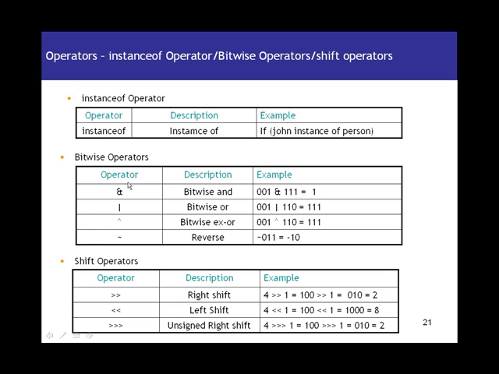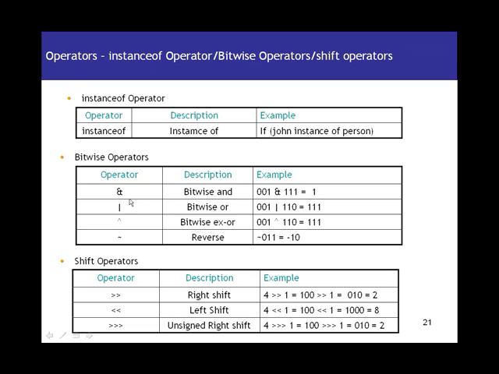Bitwise operators. When you talk about bitwise AND, if both the bits are true, you're going to get a value of 1, else it's going to return 0. Similarly, bitwise OR: if either one of the bits is 1, it's going to return a 1. If not, it's going to return a 0. Bitwise XOR: if both the bits are 0 or both the bits are 1, it's going to return a 0, else it's going to return a 1. And the reverse, the NOT operator, actually negates.